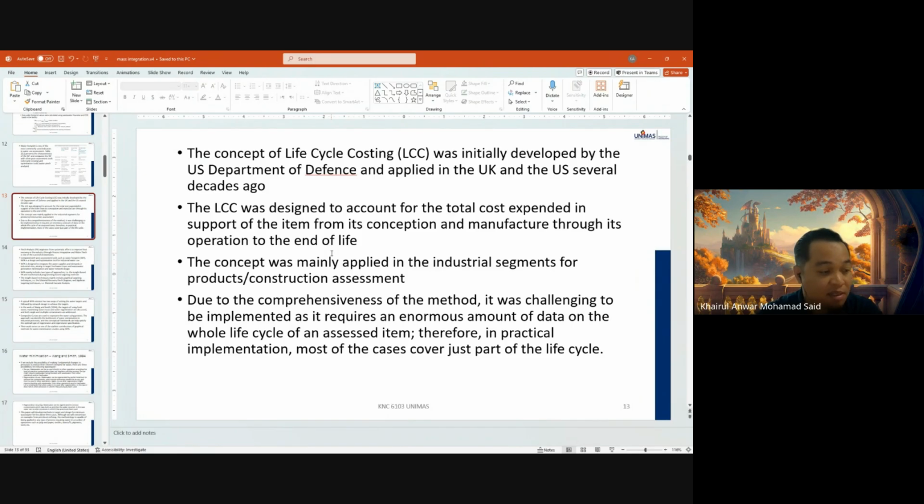Limiting composite curve is the targeting, like a water cascade analysis. It's okay. So life cycle costing versus water pinch analysis.